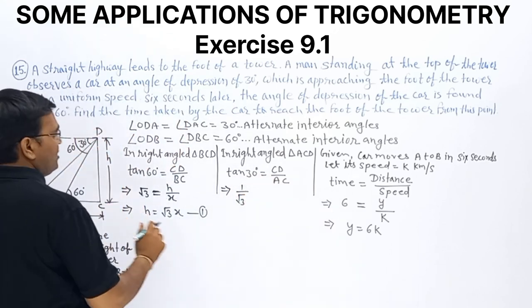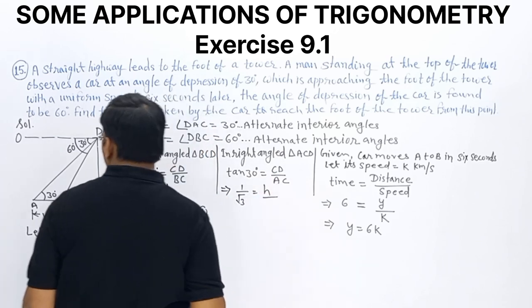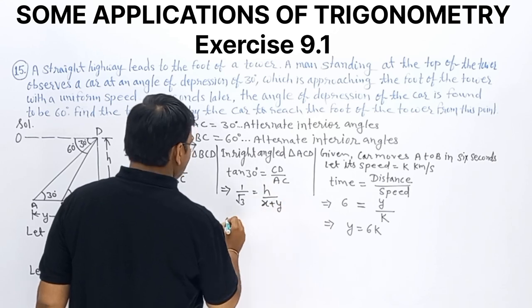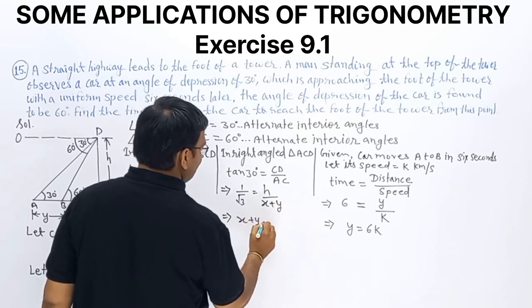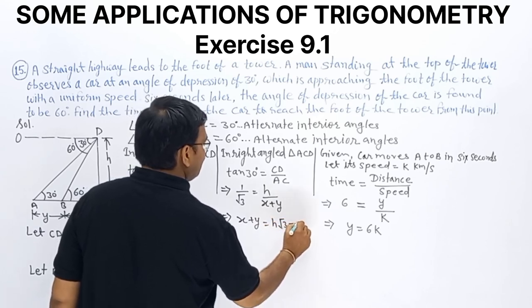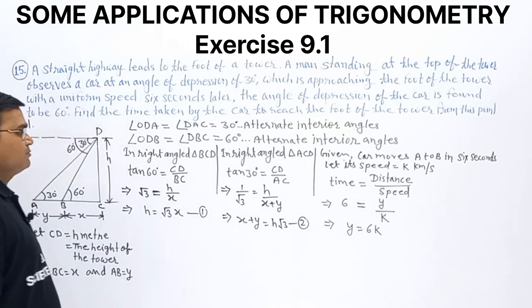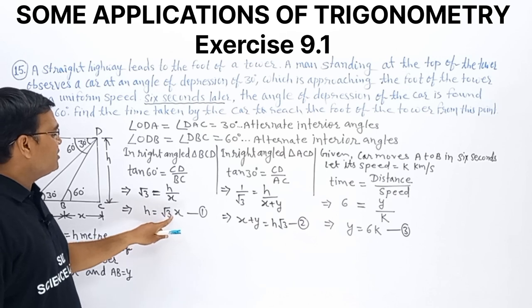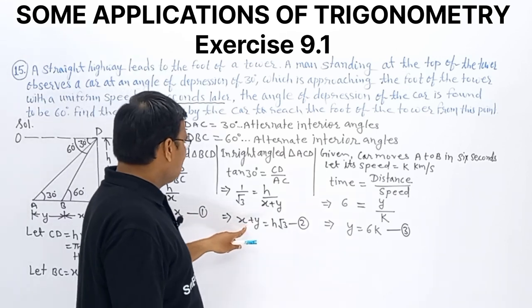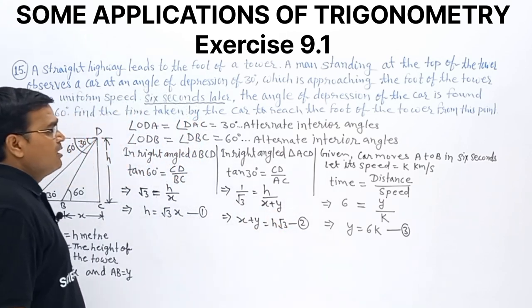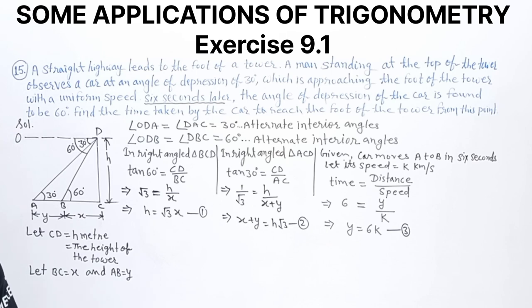CD is the perpendicular and it is assumed as h, and AC is the sum of both of these, which we assumed as x plus y. This can be written as x plus y will be h times square root of 3, and I am putting this as equation number 2. Clear? Observe. We have h equal to square root of 3 x in equation 1, and in equation number 2 we have x plus y equal to h square root of 3.